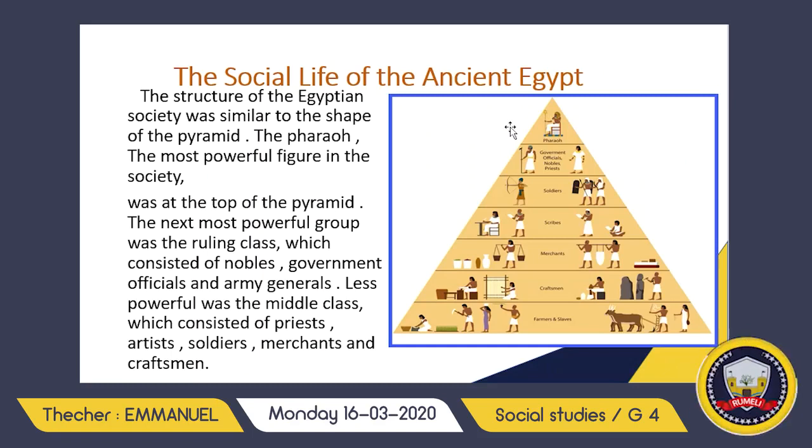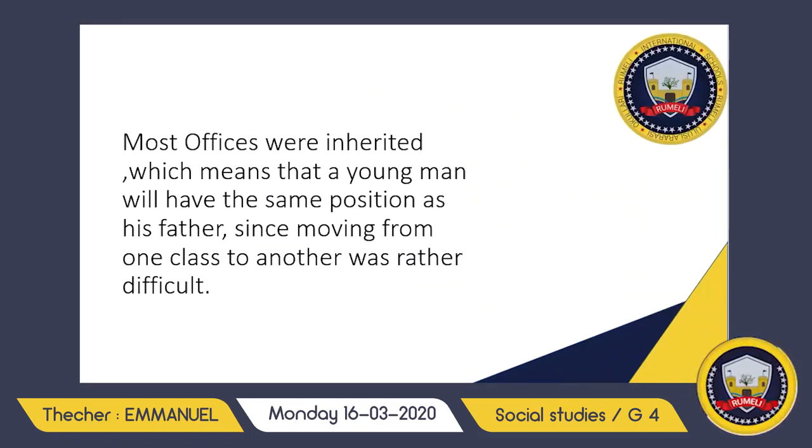In ancient Egyptian, Pharaoh was the powerful figure in the society. The next are the government officials, the noble priests, then the soldiers, then the scribes, the merchants, the craftsmen, the farmers, and so on.